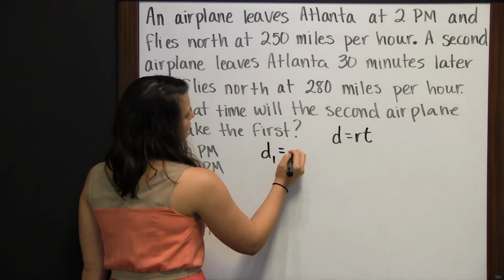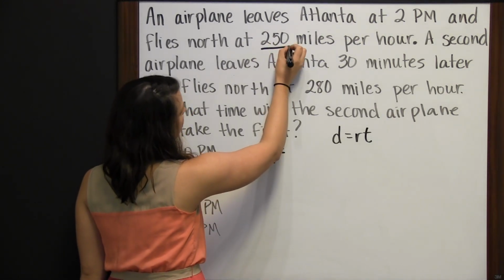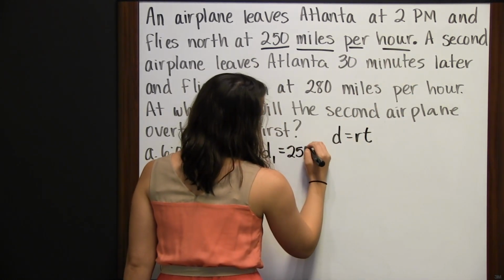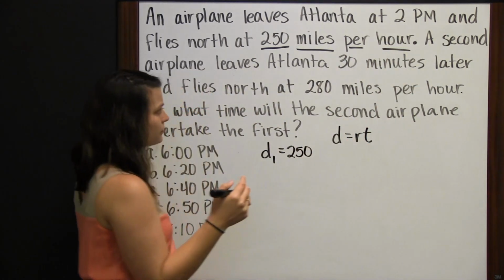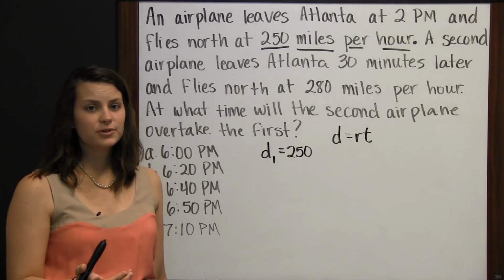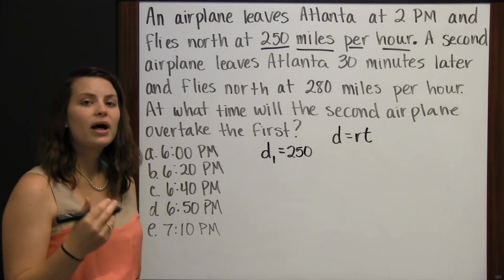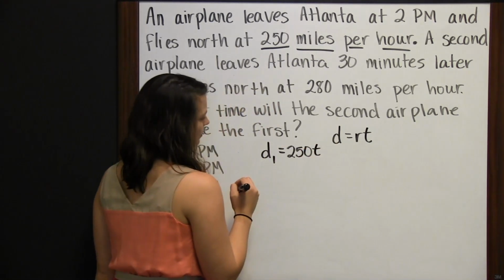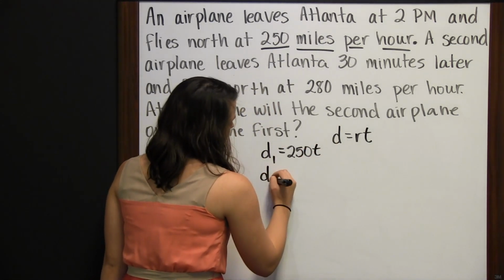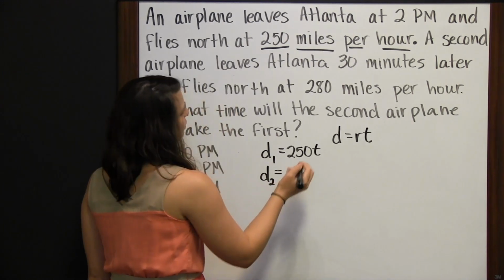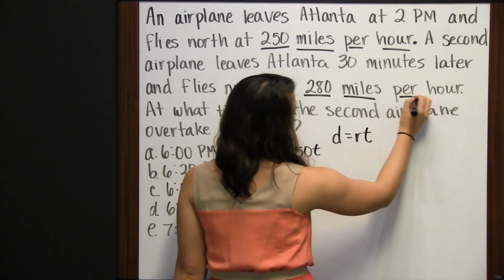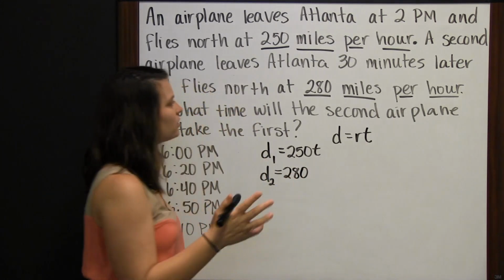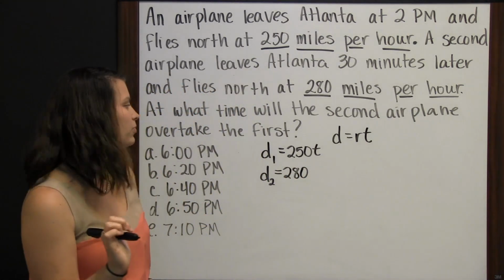The rate of the first airplane is 250 miles per hour. So 250 times, and then all we know is what time the first airplane left. We don't know how long that airplane flew, so we've got to use t for time there. Now the distance for the second airplane: the rate is 280 miles per hour. And we do know a little bit about the time that the second airplane flew.